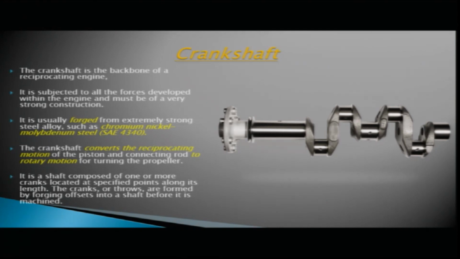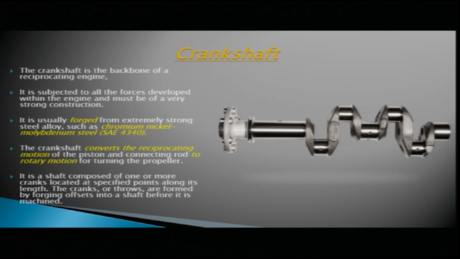It is generally made of strong steel alloy such as chromium nickel molybdenum steel, also numbered as SAE 4340, and it is a forged construction. So, generally the crankshaft is a forging made of extremely strong steel alloy of chromium nickel molybdenum steel. We call it CNM steel SAE 4340. The basic purpose of the crankshaft is to convert the reciprocating motion of the piston and connecting rod to rotary motion for turning the propeller.